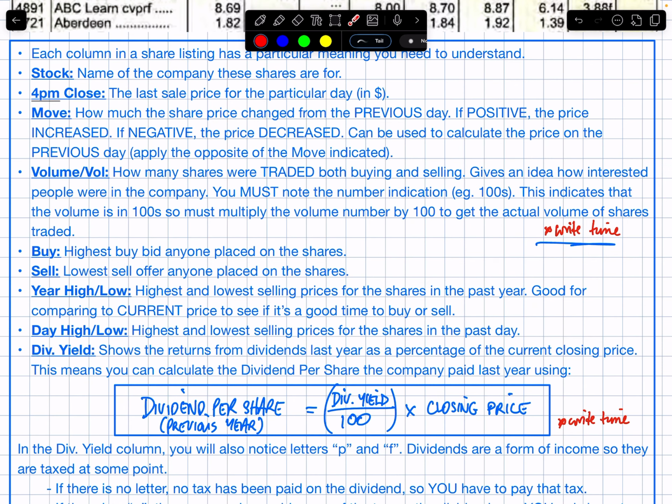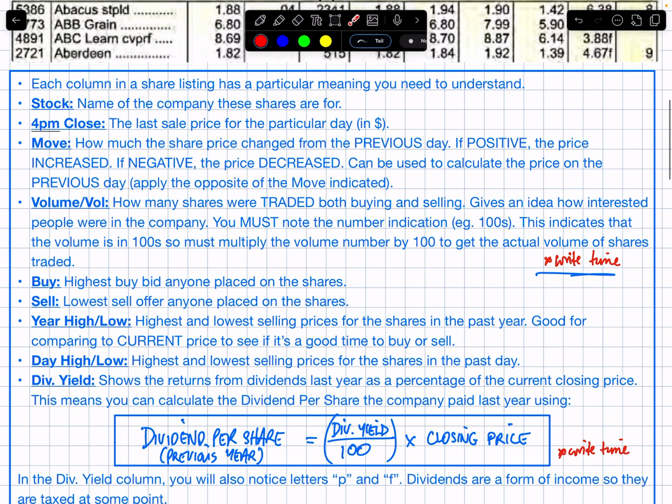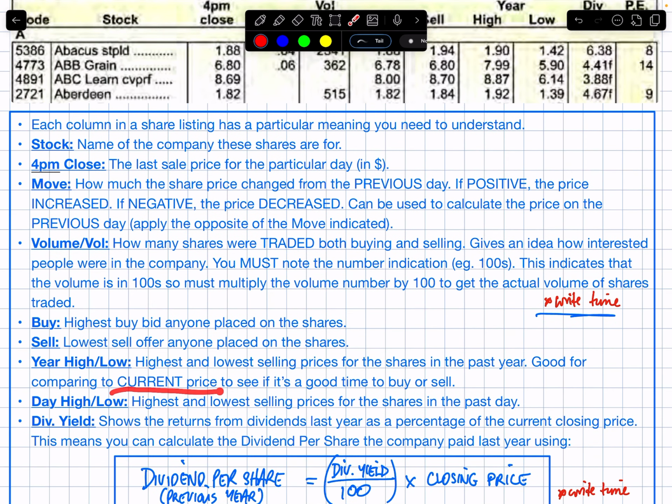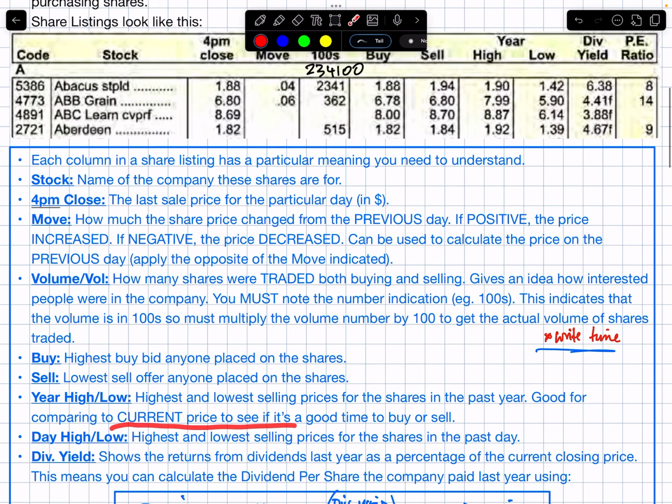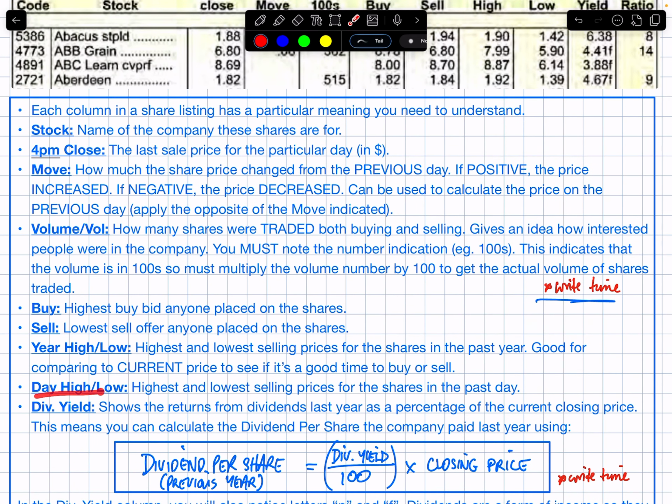Year high and low is self-explanatory. It tells you the highest and lowest selling prices for the shares in the past 365 days. What is that good for? It's good for comparing the current price to see if it's a good time to buy or sell. Day high or low is also self-explanatory. It's the highest and lowest selling prices for the shares in the past 24 hours.